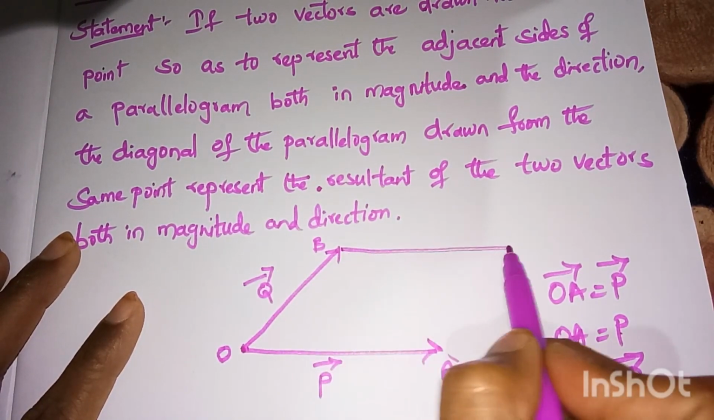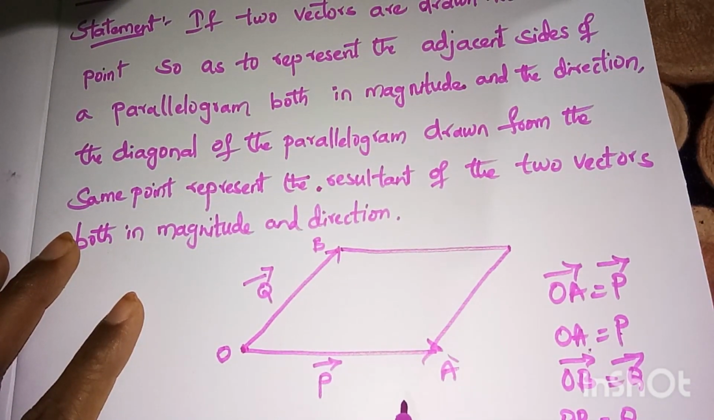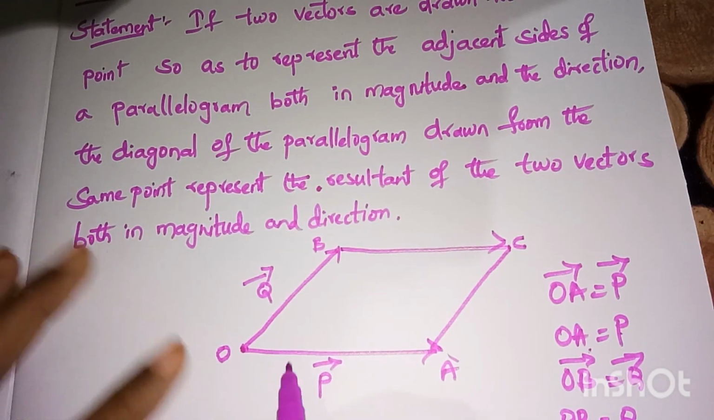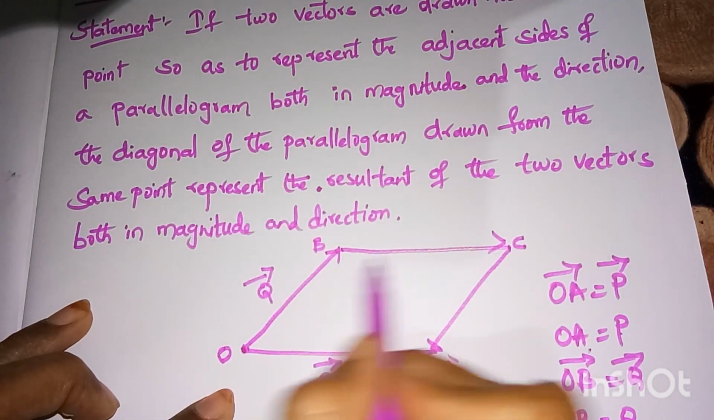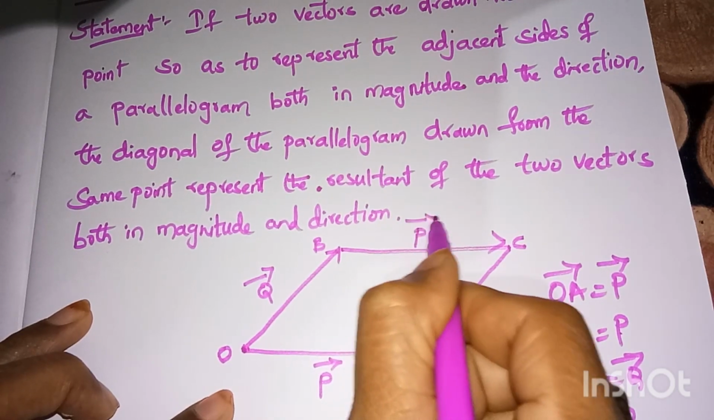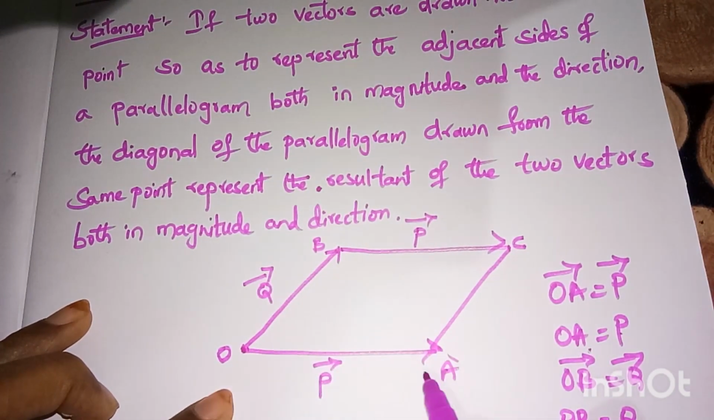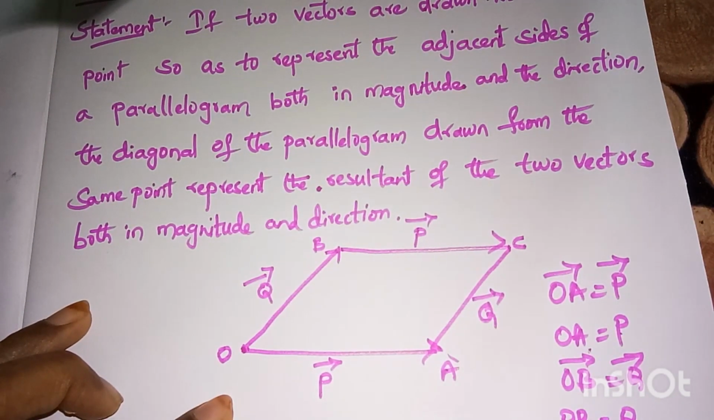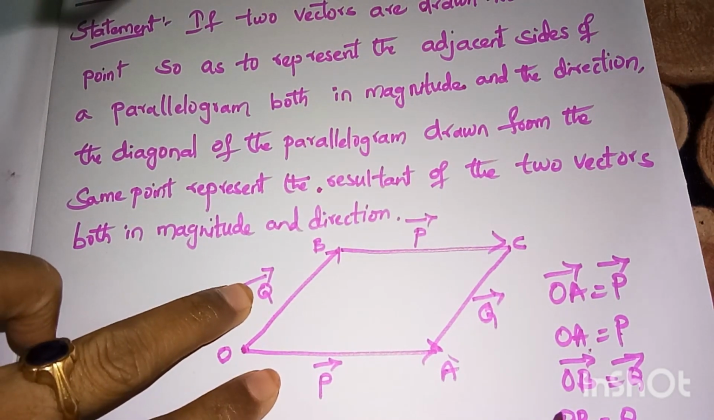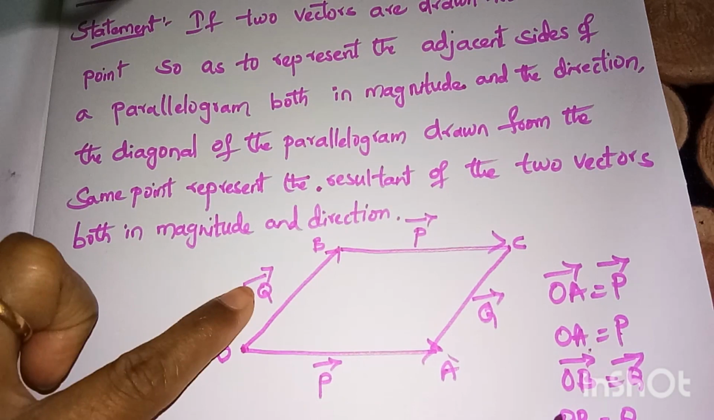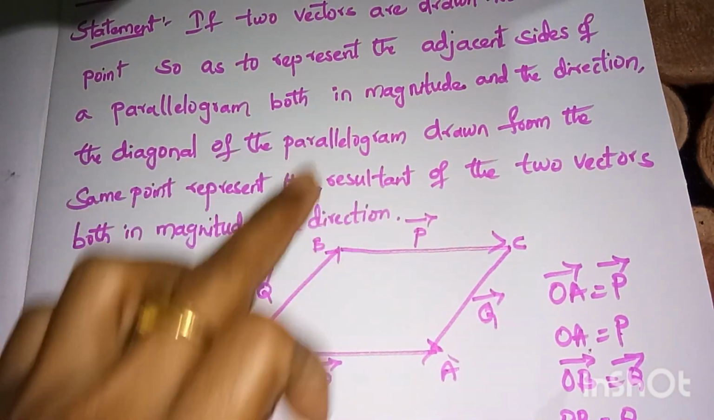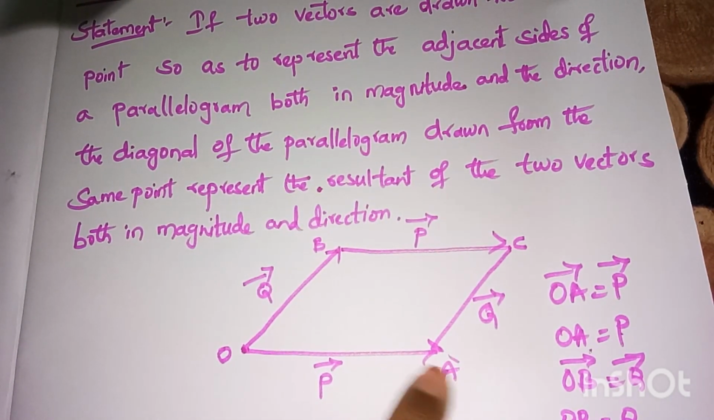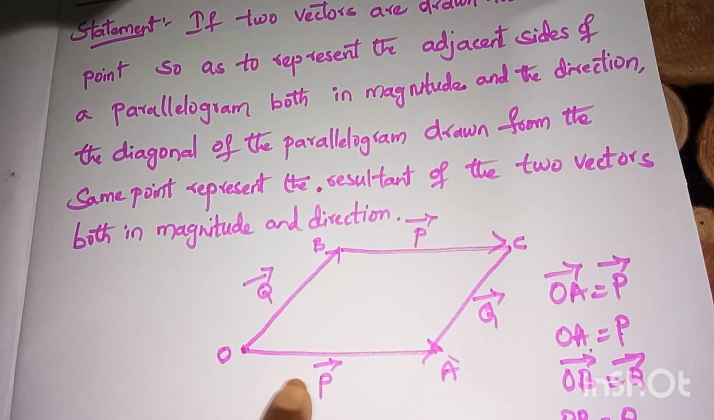So draw the parallelogram. This is the parallelogram. Consider this point as C. As OA is P bar, then BC will also be P bar. And OB is Q bar, so AC also represents Q bar. So these are the adjacent sides of the parallelogram. Two vectors are drawn from the same point, that are the adjacent sides of the parallelogram, both in magnitude and direction. OA bar represents P bar, that is direction.